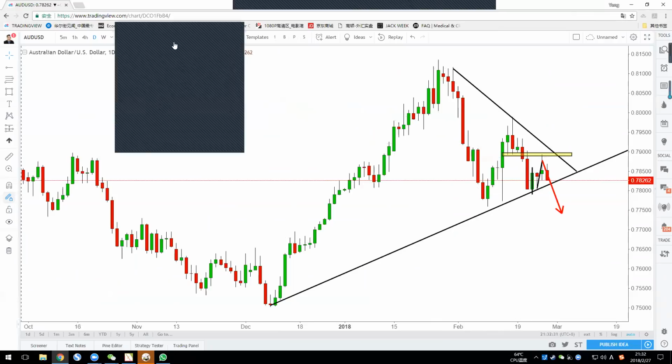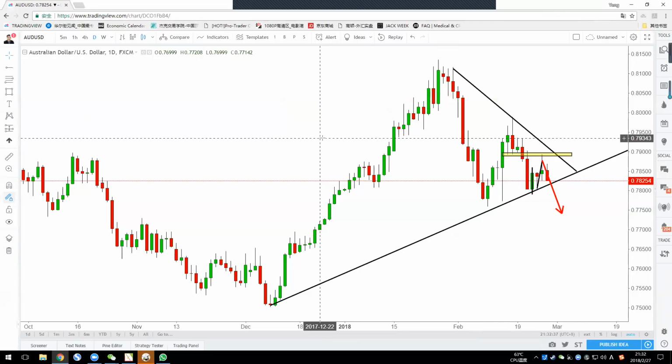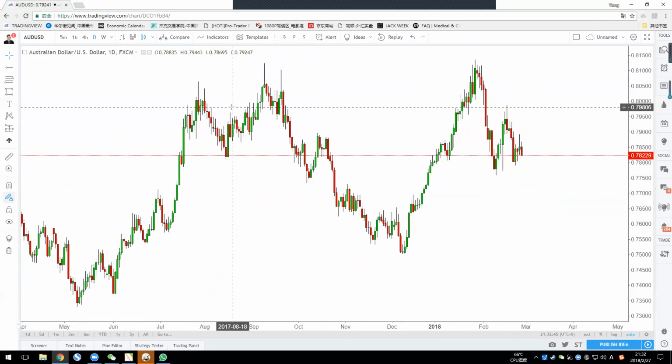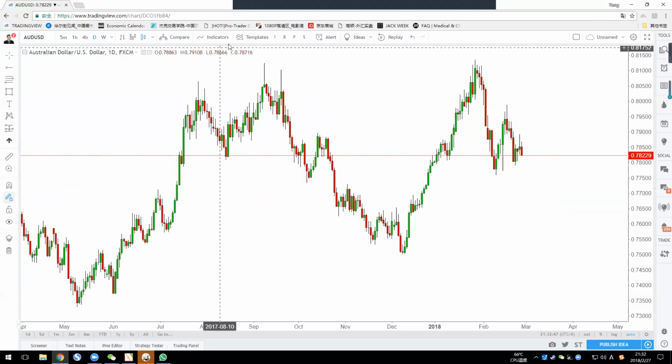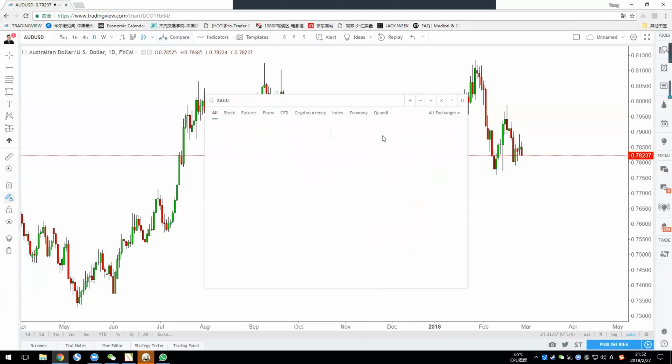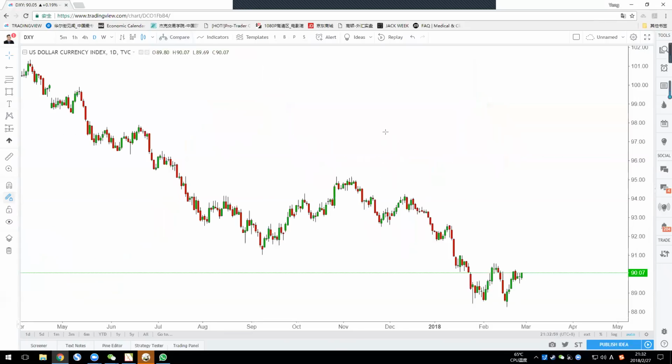Yes, you're right, David. Gold in a triangle in daily. You're right. But until now, I'm talking about this correlation between DXY and all the other products. Okay, so there's a very, very good function in TradingView. You can use this compare. Okay, we can compare a lot of things.